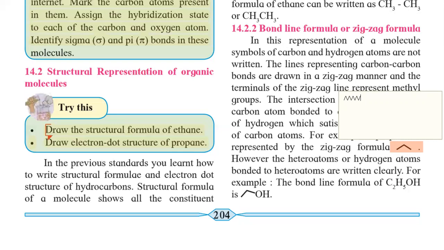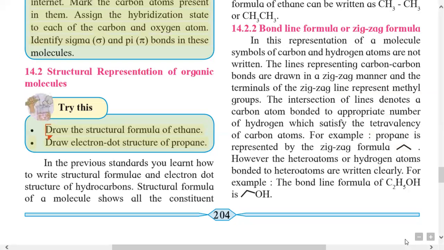So total corners for this bond line formula are 10. Hence it is decane. So like this we can easily draw this type of bond line formula, also called a zigzag formula. This is for simple hydrocarbons like alkanes. We can also draw the bond line formula for doubly bonded compounds, that is for alkenes, and similarly for alkynes.